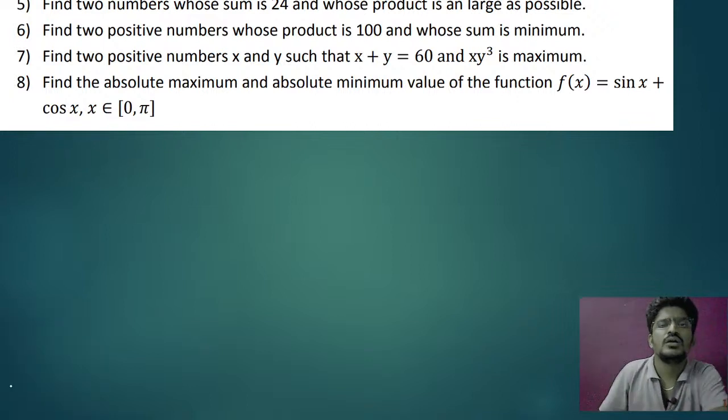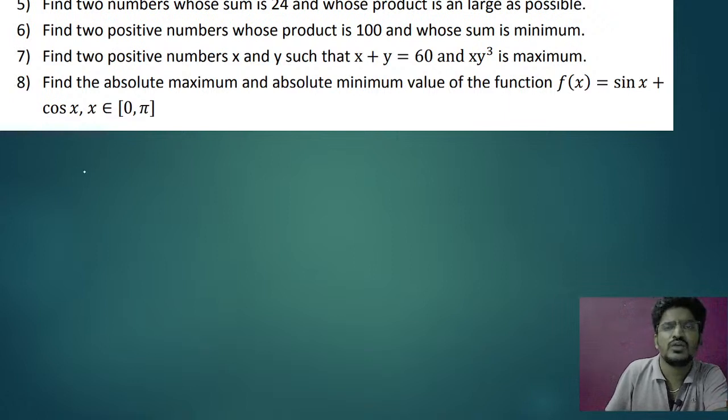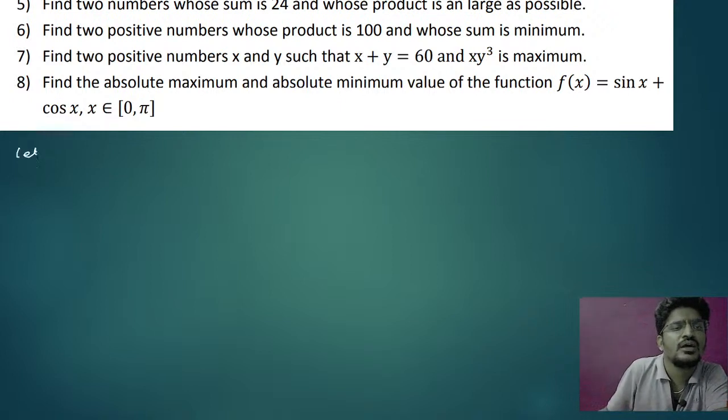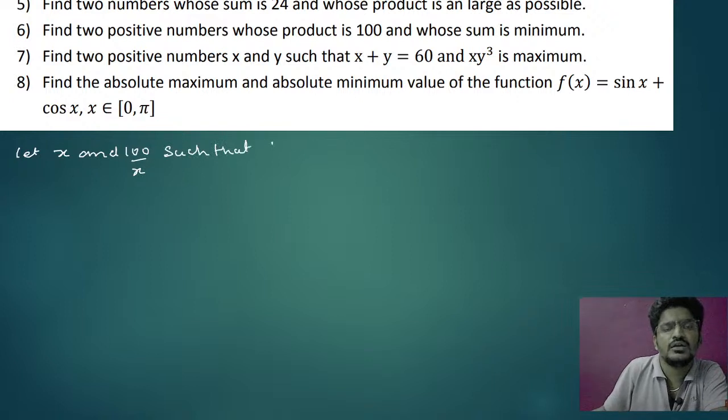Otherwise, you can also take it as x into y equal to 100, y will be equal to 100 by x, that you can simplify. No problem. Okay. Let the two numbers be x and 100 by x, such that the product is 100.